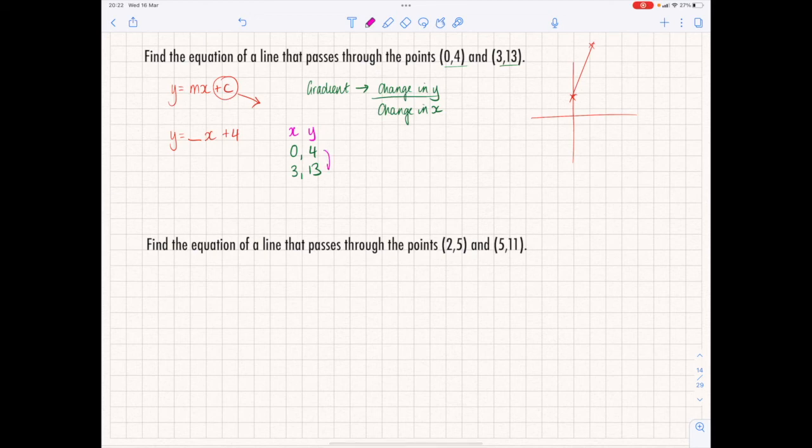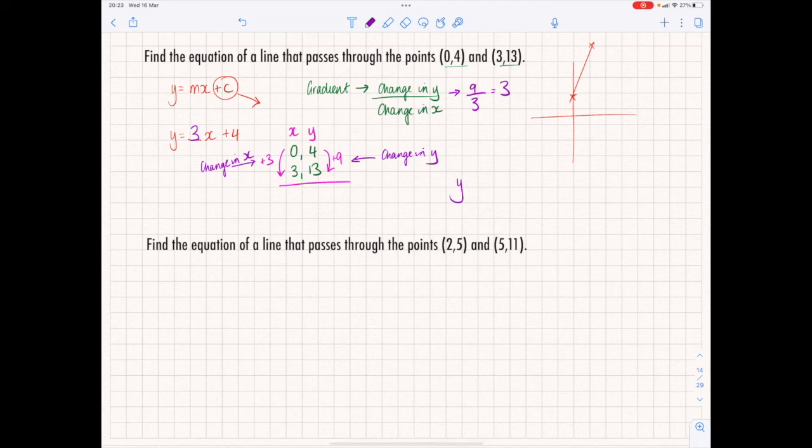Now what you can do is you can go, okay, what is my change in y? How do I go from 4 to 13? Well, that is a change of plus 9. And how do I go from 0 to 3? That is a change of plus 3. So by doing that, this bit here represents your change in y, and this bit here represents your change in x. Take those two values, substitute into your formula up here. So my change in y is actually 9, because that's my change there. And my change in x is 3. So 9 divided by 3 is 3, and therefore your gradient becomes 3x.